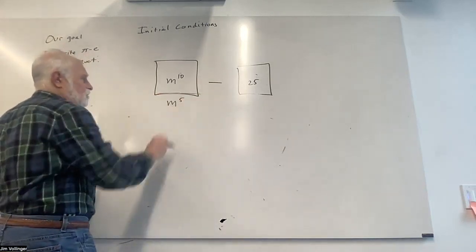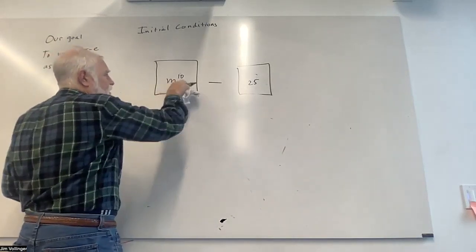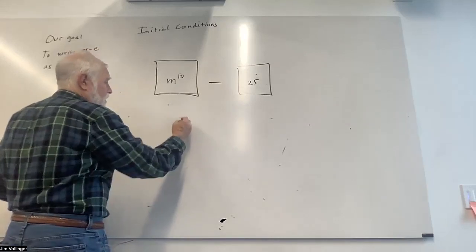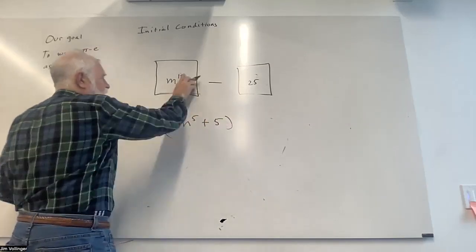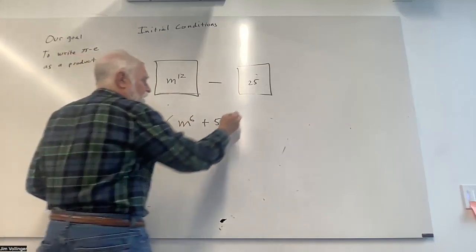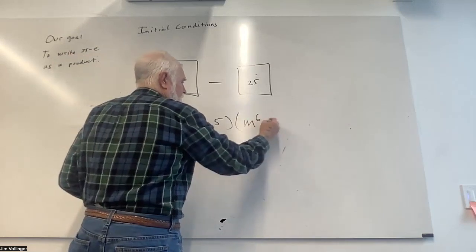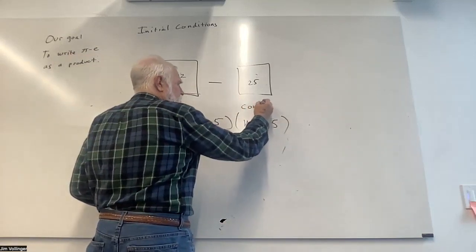All right, so let's stick with this one. What is m to the 10th minus 25? It actually is m to the 5th plus 5 times m to the 5th minus 5. Well, let's make this 12. And that makes it m to the 6th plus 5 times m to the 6th minus 5. And we actually call this the conjugate.